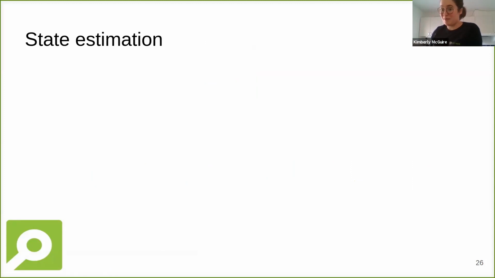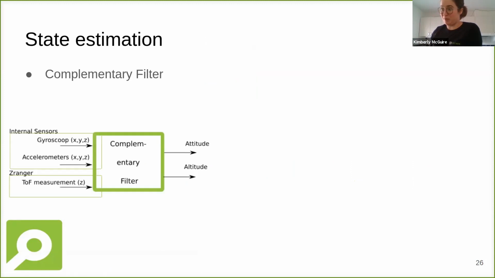So we have two main state estimators in the Crazyflie. First is something that we call a complementary filter, which is a very lightweight, efficient filter that just uses the gyroscopes and accelerometers. And also, if you have a Z-Ranger deck, which is the Flowdeck without the optical flow sensor, to get altitude and attitude. So attitude is, of course, the roll, pitch, and yaw. Altitude is the height at which it's flying.